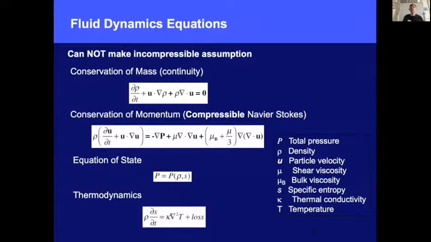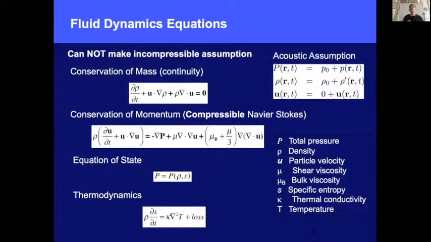If we want to do the acoustics problem, then what we make is what's referred to as the acoustic assumption. So we're going to say that the total pressure P is the ambient pressure plus a small fluctuation with a lowercase p, which is associated with the sound wave. Similarly, the density is the ambient density rho naught plus a small fluctuation in the density, which I'll call rho prime. And for the particle velocity u, I'll assume here that there's no net flow. So all the particle velocity is going to be associated with the acoustic wave.